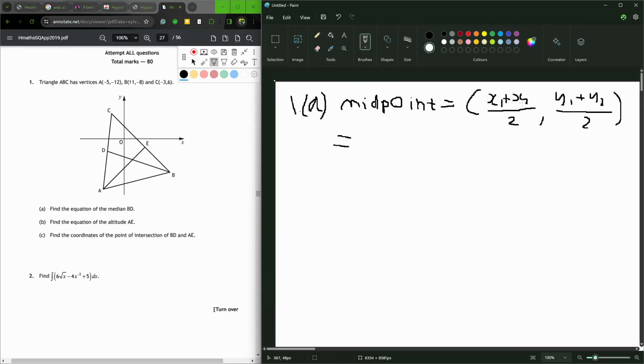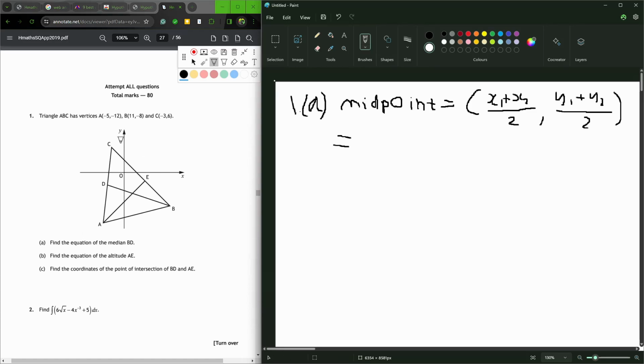So that's supposed to be a 2. x1 plus x2. We're going from C to A. It doesn't really matter, we're just adding them, so it doesn't matter which order you do them in. But for reference sake, I'll do 1 as A. So that means it'll be minus 5 plus minus 3, because minus 5's there and minus 3's there. Comma. Then y1 plus y2, that's going to be minus 12 plus 6.